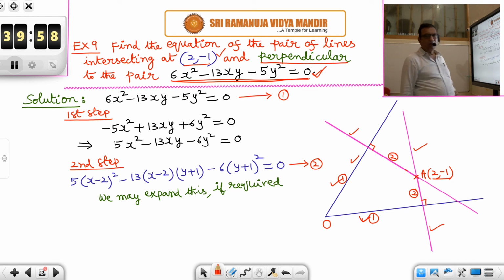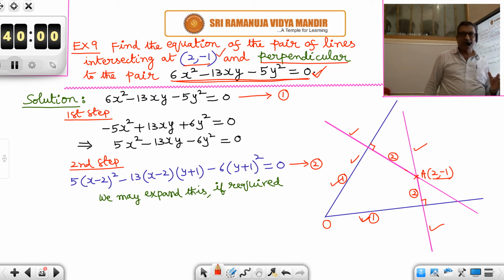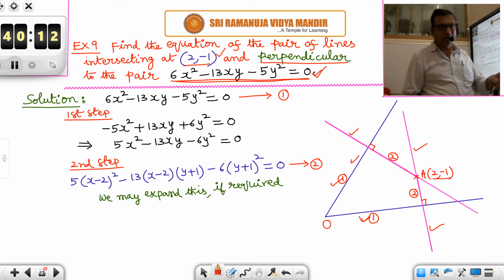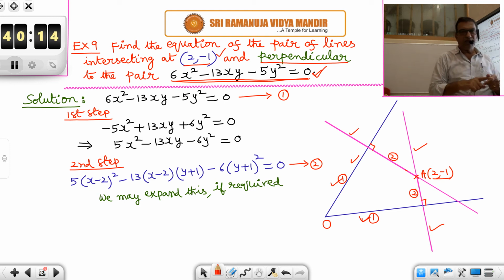What we have to do? So here there are two steps. First, ax square plus 2hxy plus by square is equal to 0. From that we have to write what? bx square minus 2hxy plus ay square is equal to 0. A and b we have to interchange, and the xy coefficient h we have to change sign. Afterwards you have to replace x by x minus x naught and y by y minus y naught.